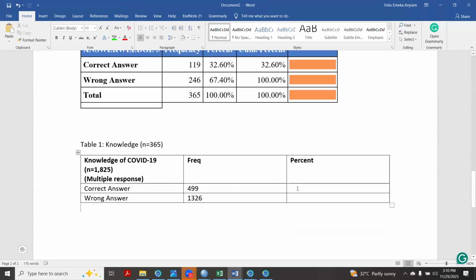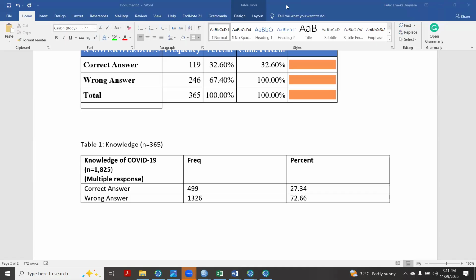So now you will calculate the percentage manually. So 499 times 100% divided by 1825. That will give us 27.34. The other one will now be 72.66. Okay, so that is it. I don't know if the time spent is worth it. So is it clear? Yes, very clear. Thank you so much.